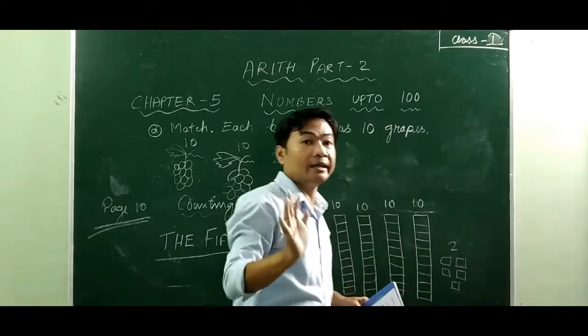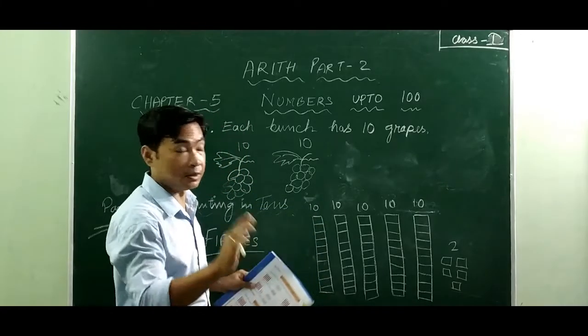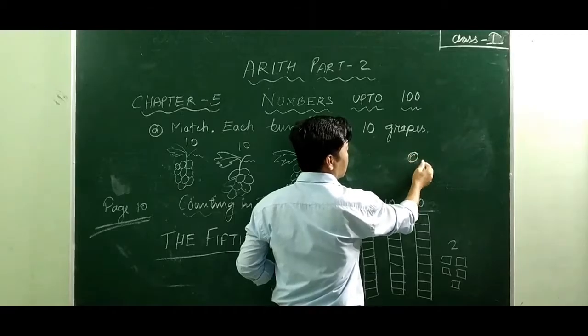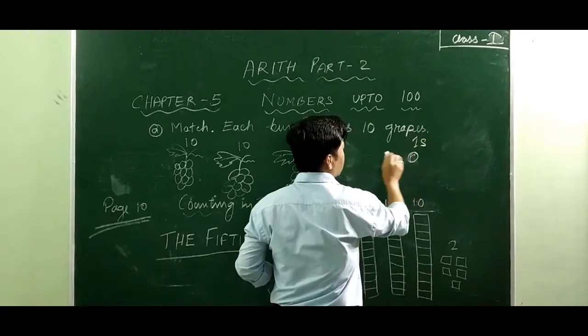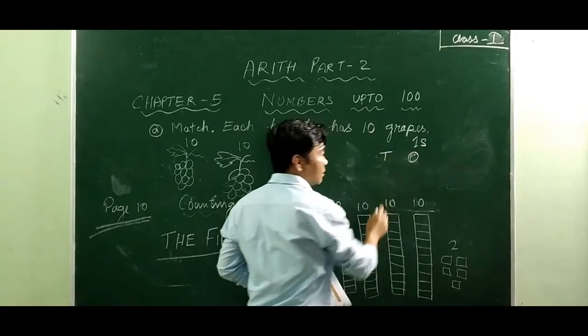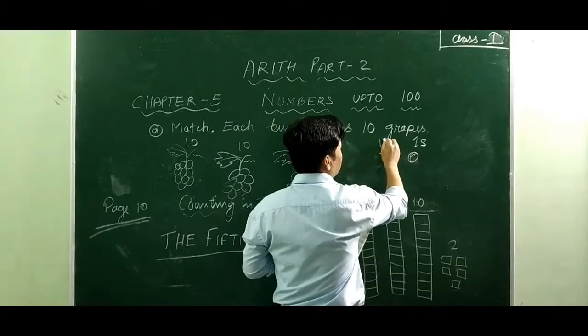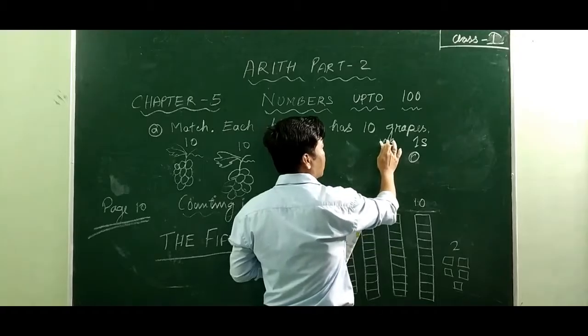So we write a number according to the number system. What is the number system? We start with ones. We write O or write ones place. And then T represents tens. Or you can write tens place like that. Okay?